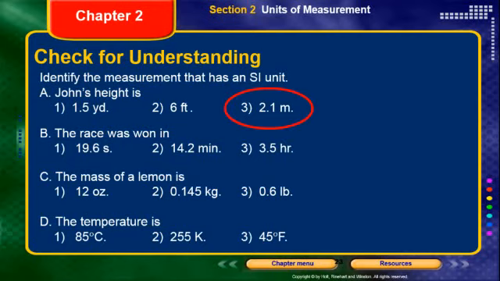All right, let's see how we did. John's height is in meters, right? It's a height, it's a length. The race was won in seconds. That's a unit of time.